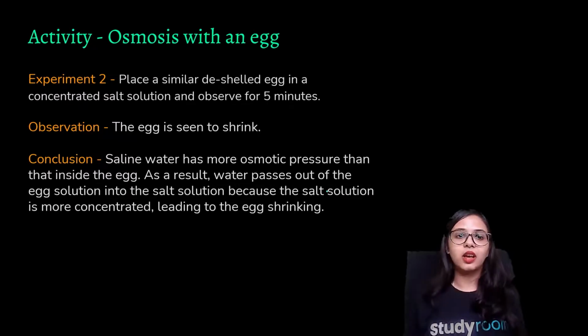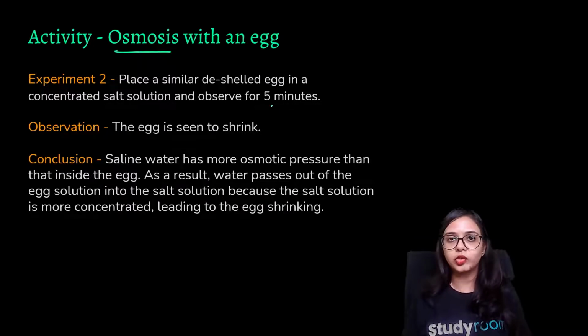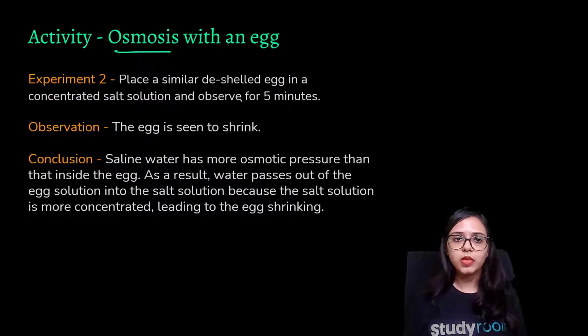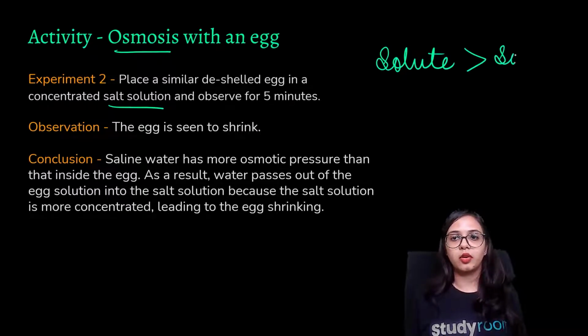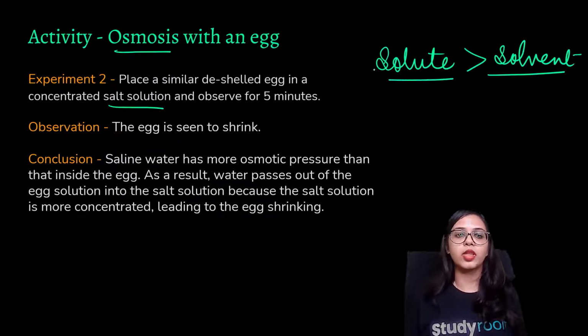Another experiment to demonstrate how osmosis takes place, we have to place a similar de-shelled egg, that is the egg that has been reacted with dilute hydrochloric acid, in a concentrated salt solution, and we have to observe what happens. Since in a concentrated solution, the solute particles are more than the solvent particles. All right. So the solvent particles are less and the solute particles are more. That is why the solution is concentrated. So there will be more amount of salt in that solution.